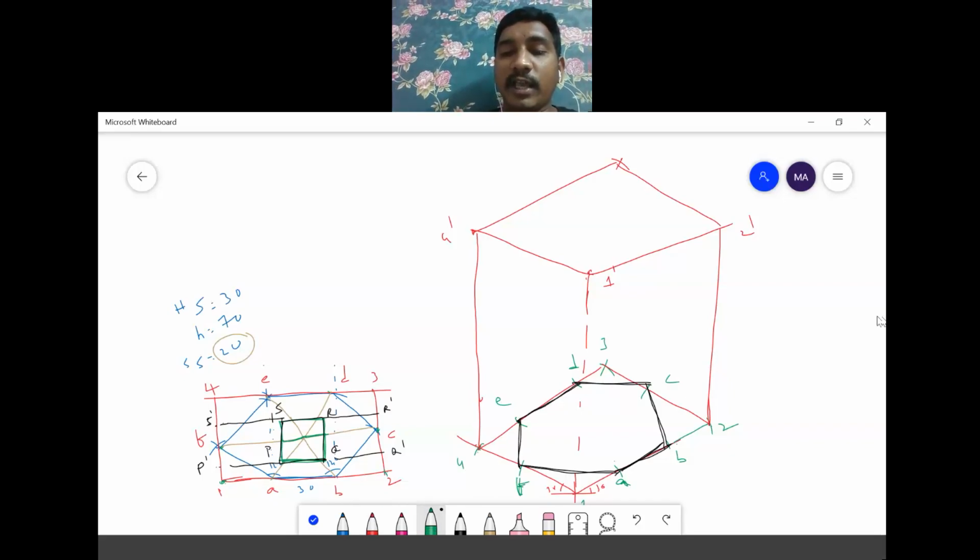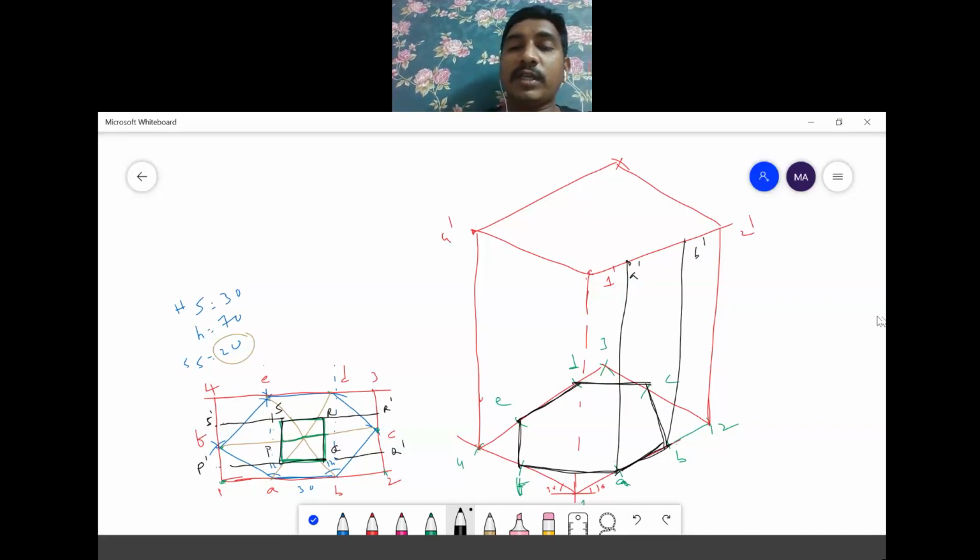I'm projecting A on this line directly. I will get A dash point. Projecting B on this line directly, I will get a B dash point. I am projecting this E on this line, I will get E dash point. And these are hidden lines which are backside.